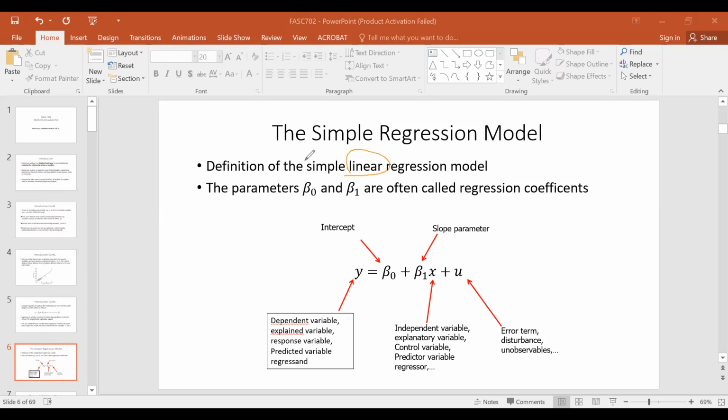But why is it simple, my dear friends? It is simple because there's only one regressor.